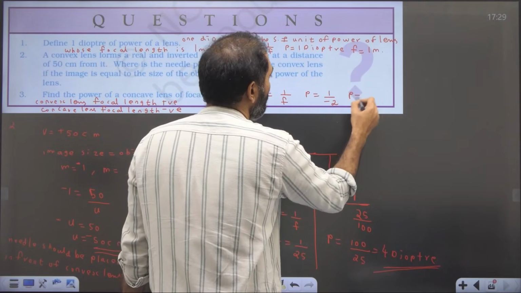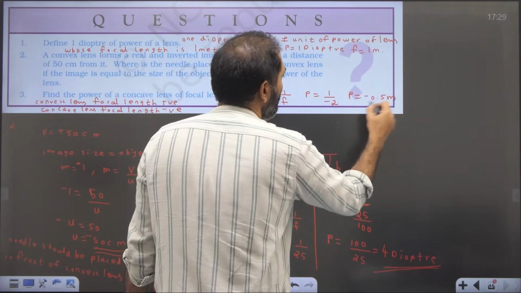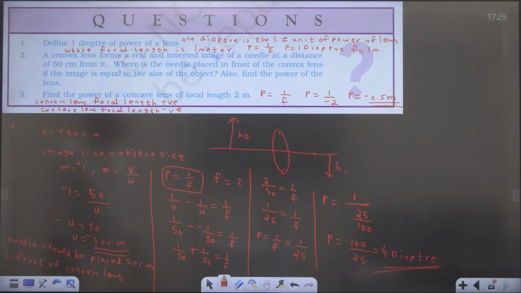So what is the power? Minus 0.5 meter. What is the power? Minus 0.5 meter is the power. Okay. I hope it is clear.